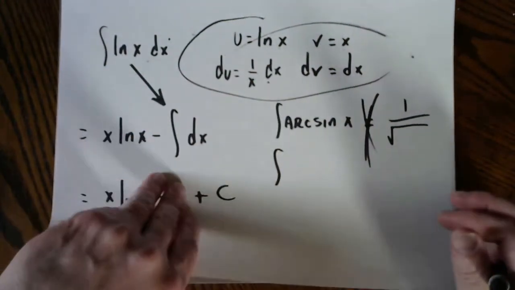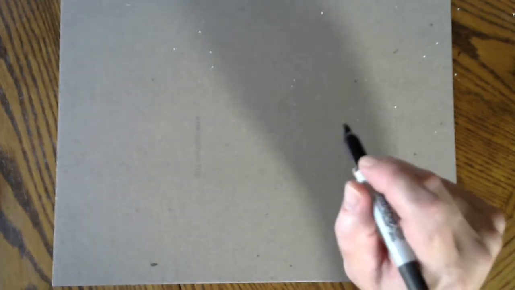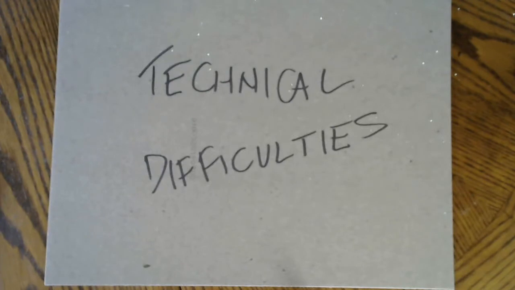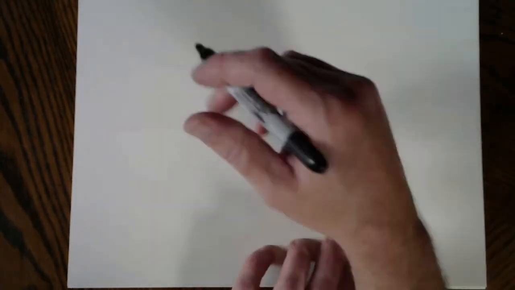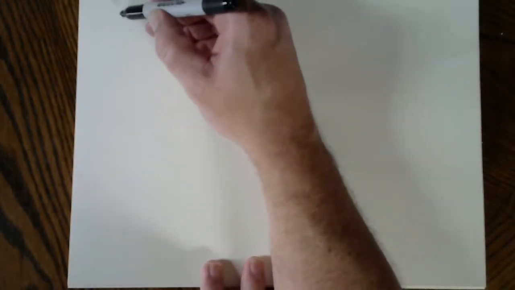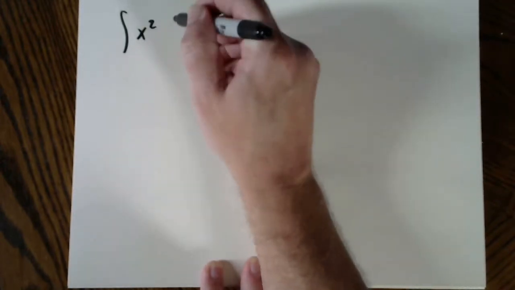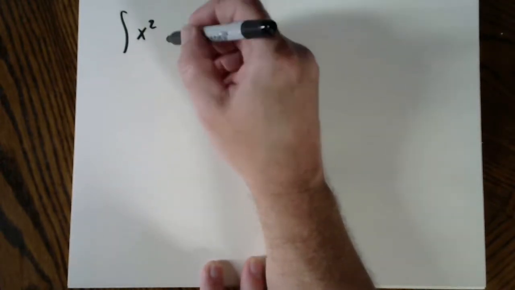Let me show you something else now. Got to reload. Okay, this is an example that I think is a little bit more representative of what you might see on an exam. Let's go with x squared e to the x. That work?